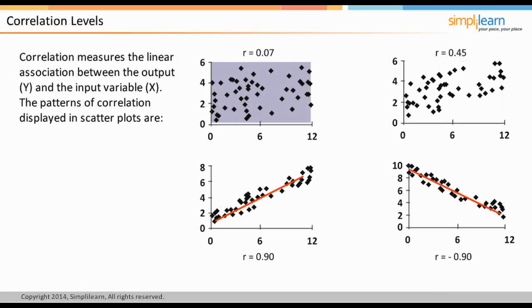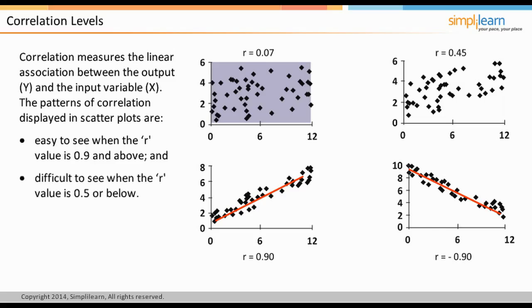The 4 graphs on the screen are scatter plots displaying 4 different levels of correlation. Correlation measures the linear association between the dependent variable or output variable y and one independent or input variable x. As can be deduced from the graphs, a definite pattern emerges as the absolute value of correlation coefficient r increases. It is easy to see a pattern in r value of 0.9 and above than to see a pattern in r value of 0.07. It is difficult to find a pattern below correlation coefficient of 0.5. Click the Example button to know more.